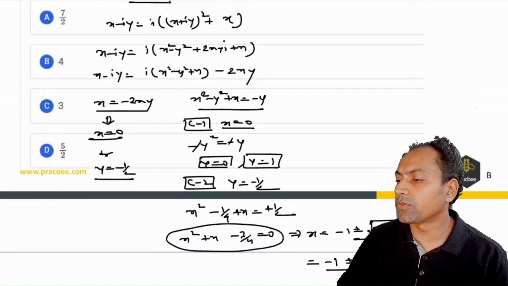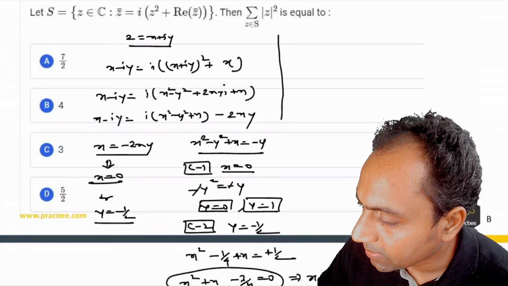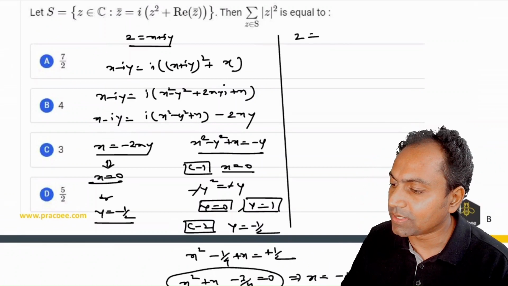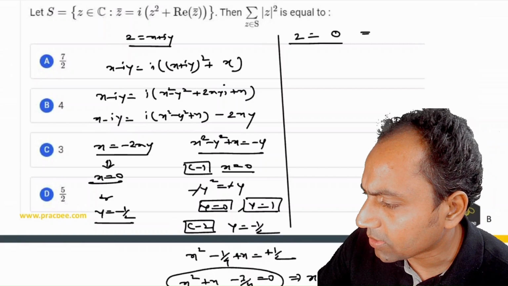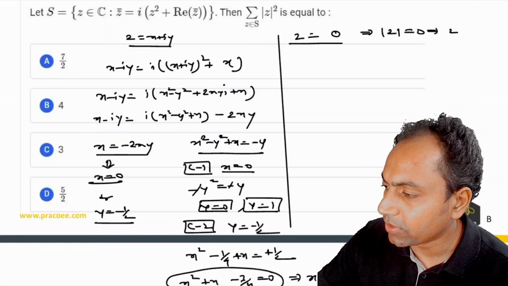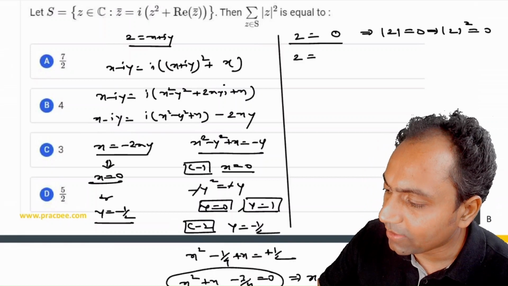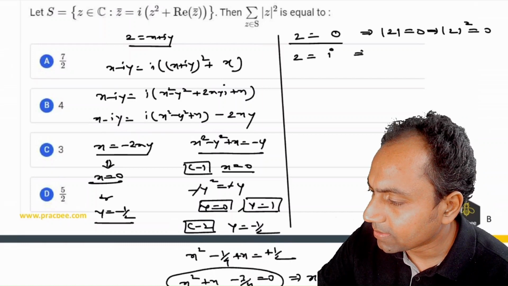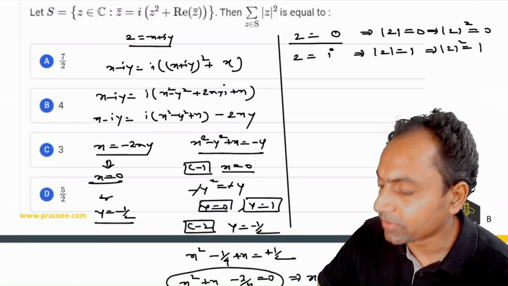So corresponding to this, now let us write all the possible values of z that we are getting. The first value of z that we got was x equal to 0 and y equal to 0. So z becomes 0. Corresponding to this, mod of z also becomes 0, and mod of z whole square also becomes 0. The second case was the value of z comes out to be i, or 0 plus i. Mod of z becomes 1 and mod of z whole square also becomes 1.